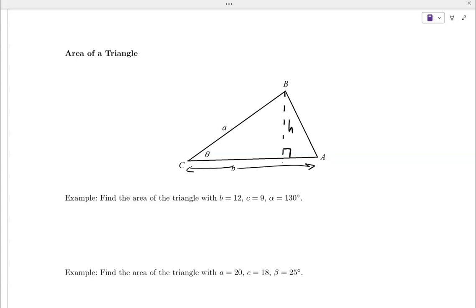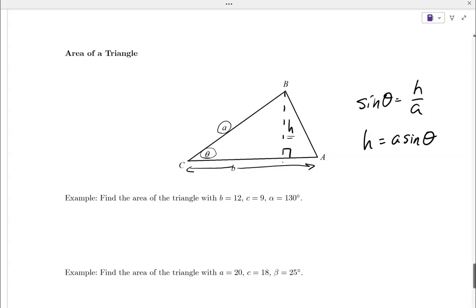Okay. All right. So what trig function is going to relate the theta, the H, and the A? Sine. So sine of theta is H over A. We are given A and we're given theta. We need H, so we'll solve for the H. So your H is A sine theta.